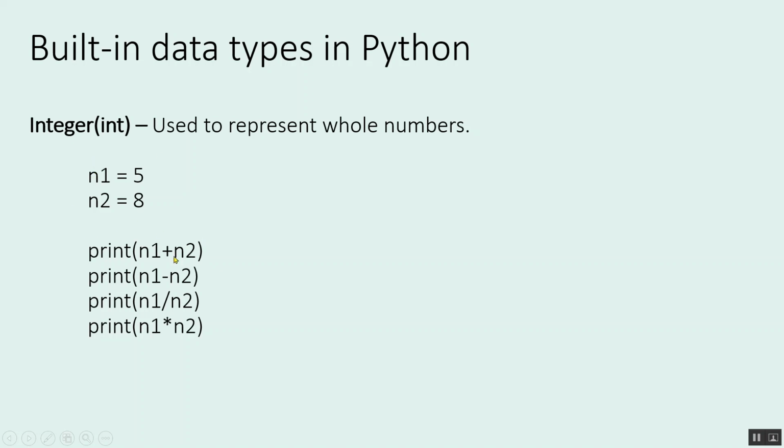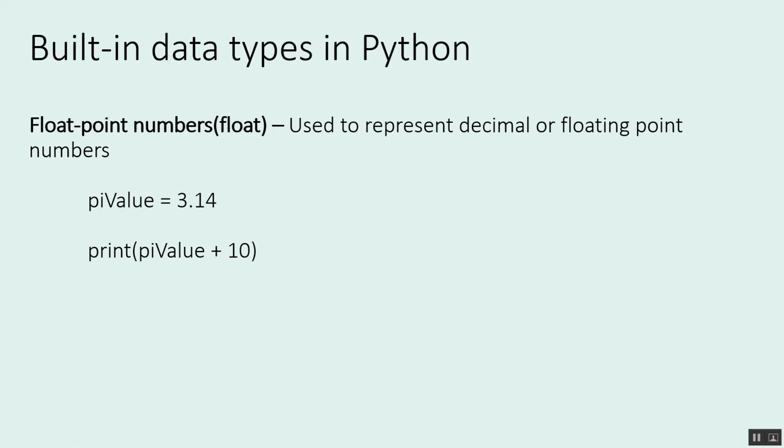Okay, I don't have to try it on our text editor since we already discussed the output of these operations in our previous lecture. Another one is the floating point number, or simply float. It is used to represent decimal numbers, those with two or three decimal places.